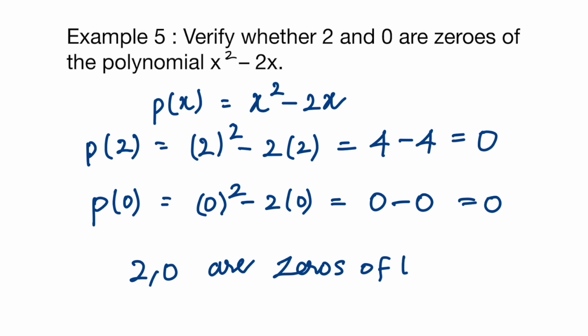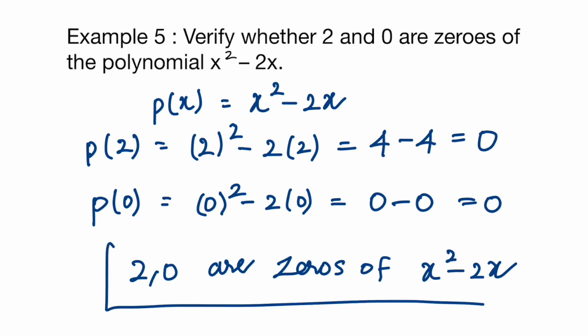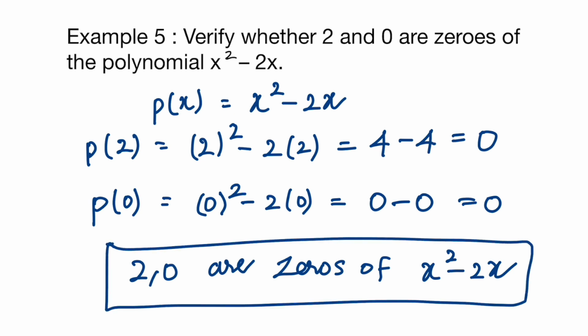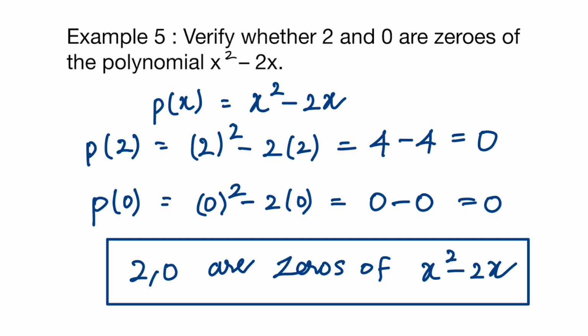Or let me just not write that and write the statement straight away. Both 2 and 0 are zeros of the polynomial x squared minus 2x. Okay, so this is simple. This is no rocket science, it's quite easy. I know you got what we did. It's very simple. You are just going to substitute the values, evaluate the expression and see if it adds up to 0. If yes, those are zeros of the polynomial.